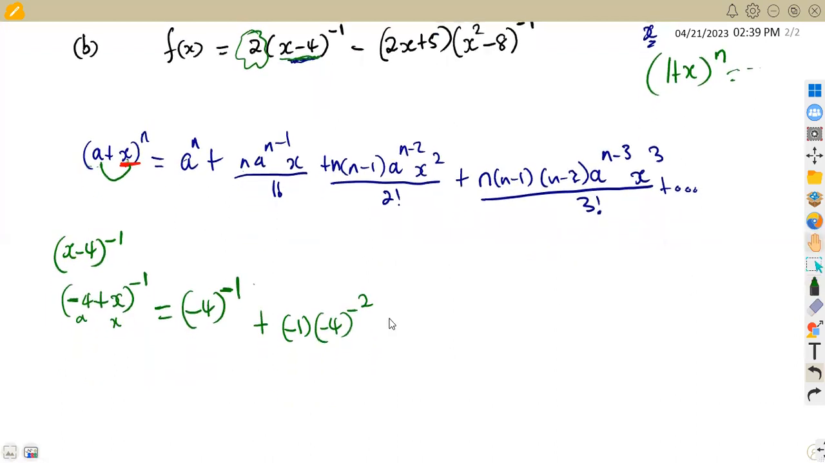But for x, it was x to the exponent of 0 here. Now it's x to the exponent of 1, over 1 factorial. So the 1 factorial does not affect anything. You can even leave it like that. We move on to the other term.